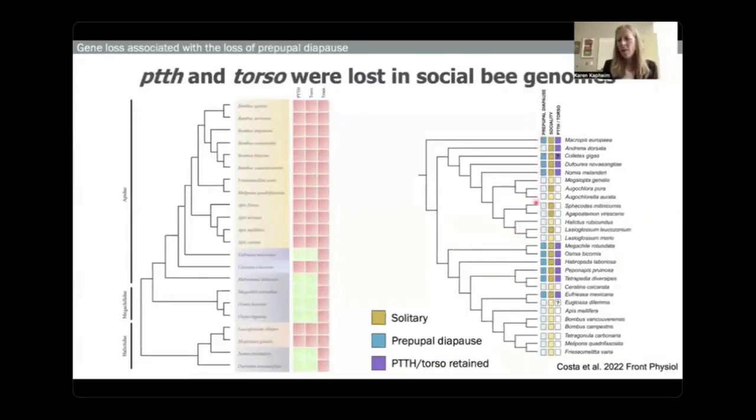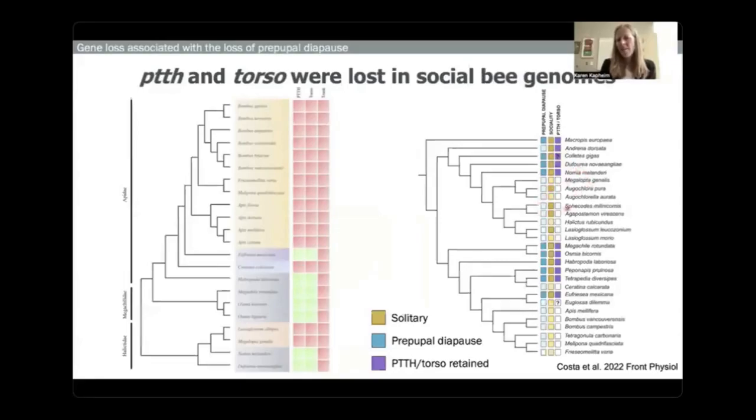Here we're showing you the 27 bee genomes that we looked at. Again, the dark blue squares are the ones that have larval diapause. The dark purple squares tell you whether they have PTTH or not. So if it's purple, then they do have PTTH and torso. And then the dark gold squares are the solitary bees. And so you can see that these three traits are pretty covariant, right? So the species that have larval diapause also tend to be solitary and have PTTH and torso.